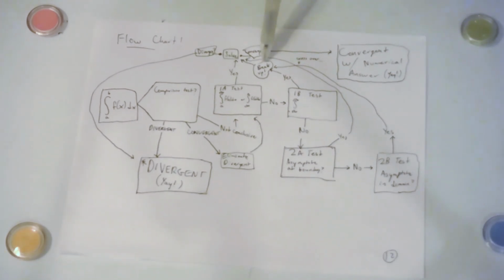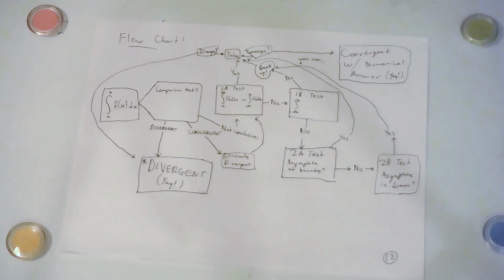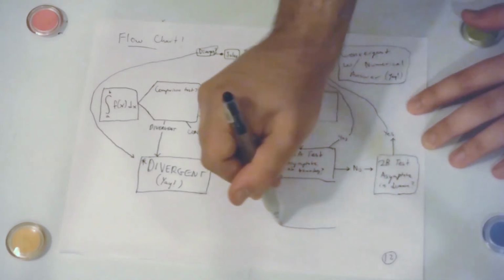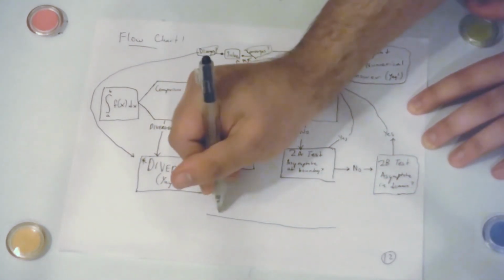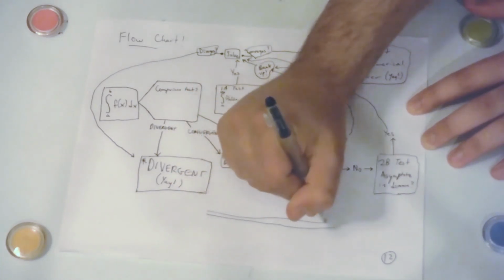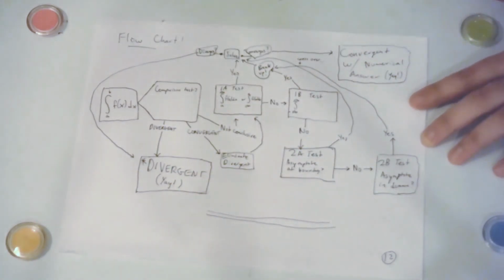One last note that you should all have at the bottom of the chart, maybe underlined or put in all caps or both. If any of the limits fails to exist, the entire integral diverges. Please finish copying the flowchart and pause the video if applicable.